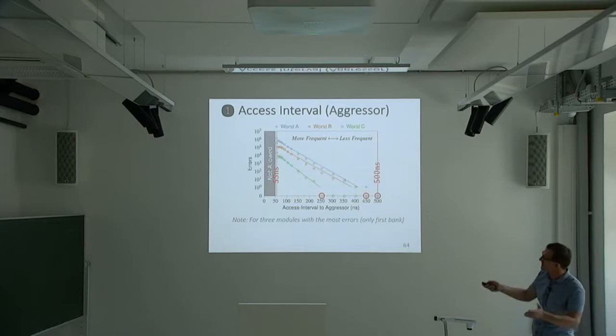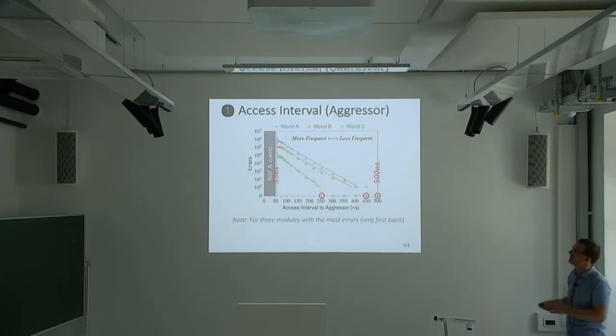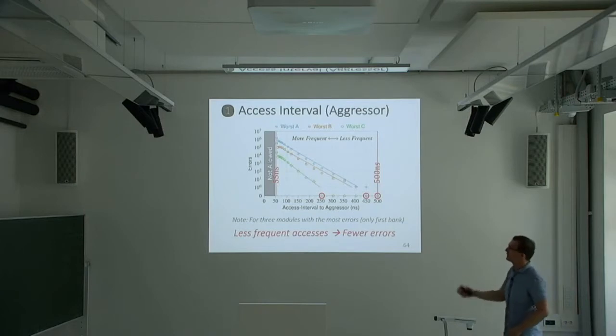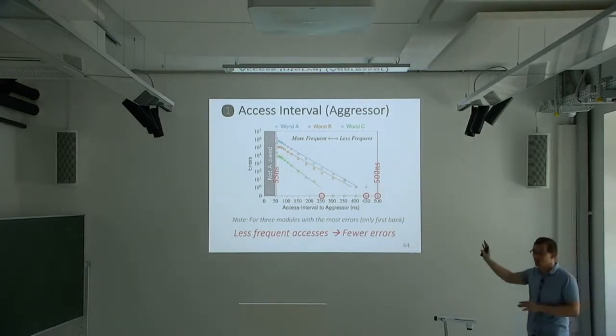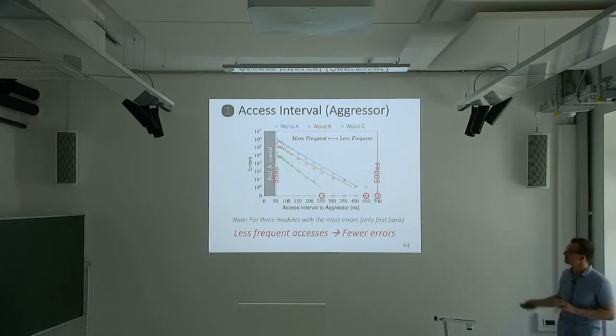Of course, there is a variance between different manufacturers and between different chips. These are the worst chips of each of the manufacturers. But basically, the takeaway is if you access the same row less frequently, you get fewer errors. And there is a point where you will get no errors. This could potentially be a solution, but this is not an easy solution, I think.